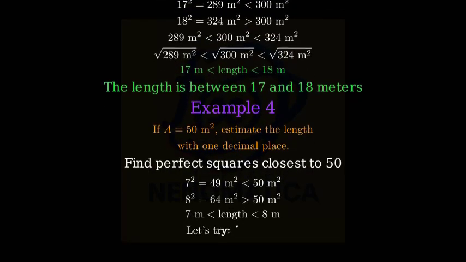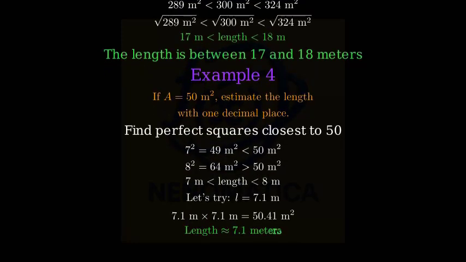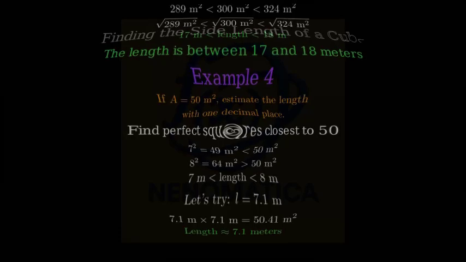To estimate with 1 decimal place, let's try 7.1. 7.1 squared equals 7.1 times 7.1, which is 50.41 square meters. This is very close to our target of 50 square meters. Therefore, we can estimate the length as 7.1 meters.